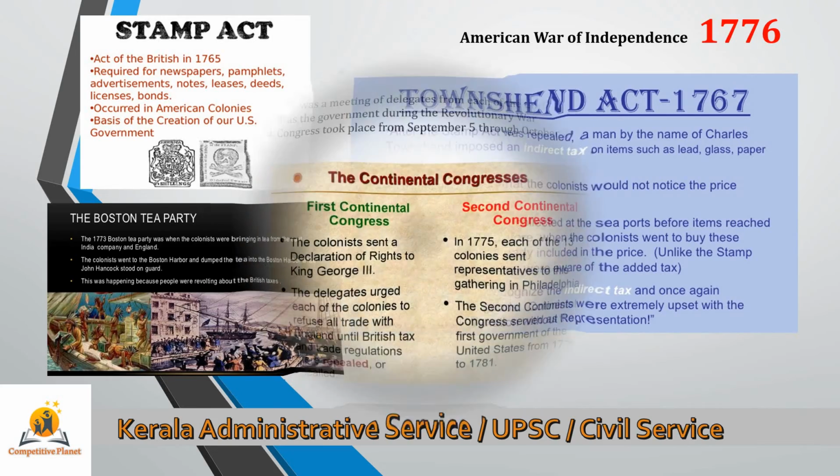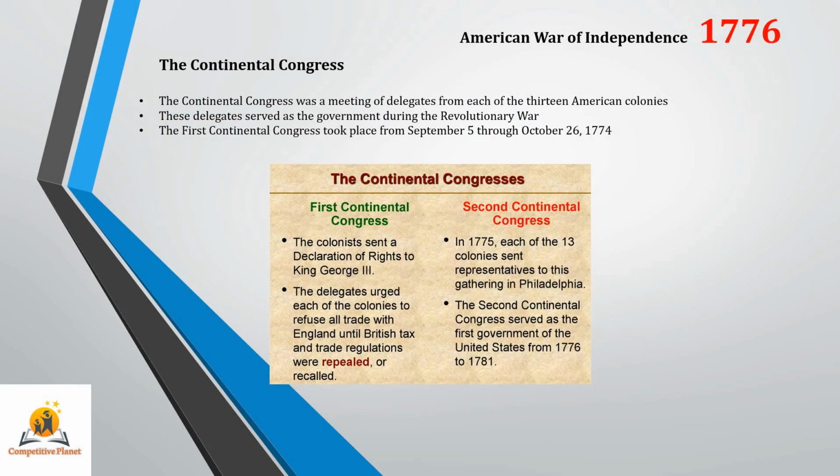Now, let me explain about the Continental Congress. The first Continental Congress was held in the year 1774 in Philadelphia. The Continental Congress was a meeting of delegates from each of the 13 American colonies. These delegates served as a government during the Revolutionary War. The first Continental Congress took place from September 5 through October 26, 1774, in Philadelphia.